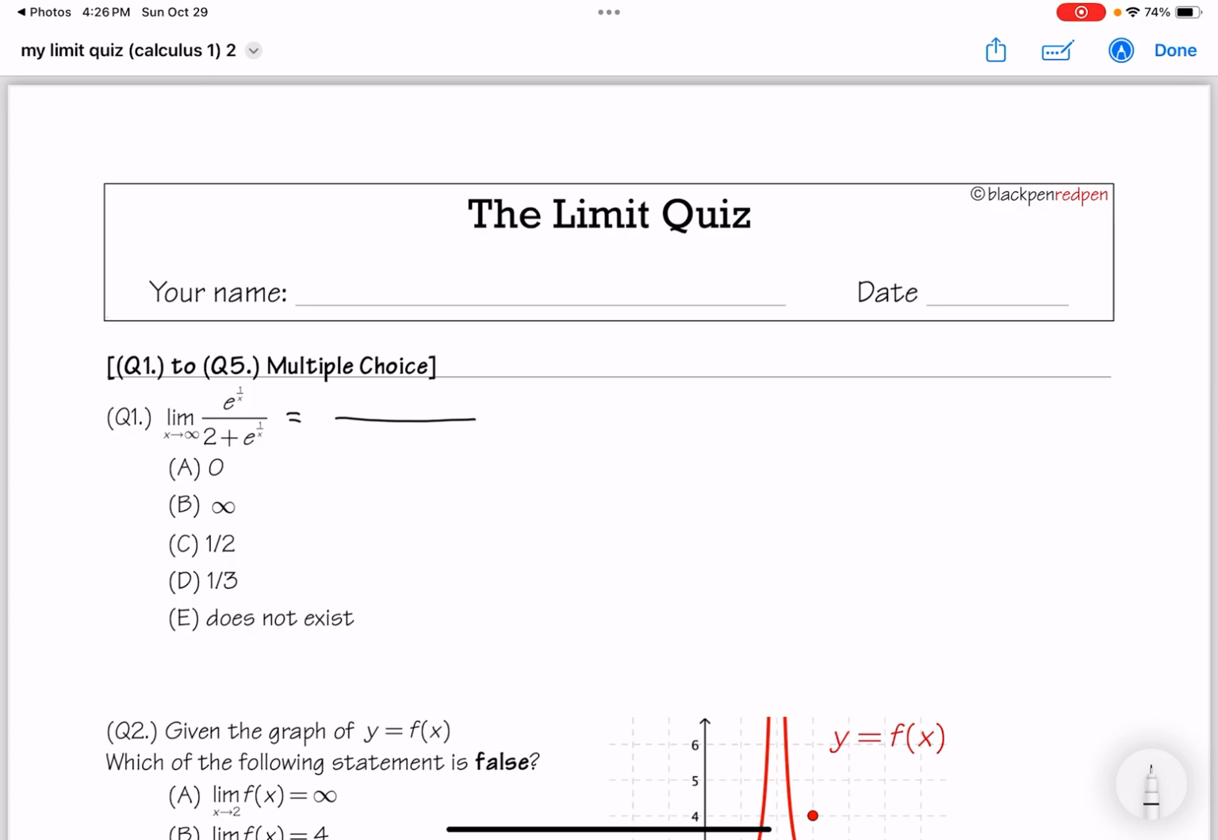So as x goes to infinity, the top would be e to the 0. The bottom would be 2 plus e to the 0. Well, e to the 0 is 1, and then you get 2 plus 1, and that's going to be 1 over 3. Is that answer being listed? It is. It's selection D. Let's go to the next one.